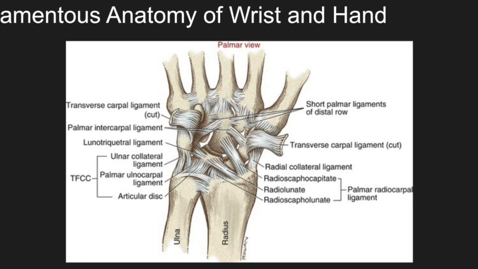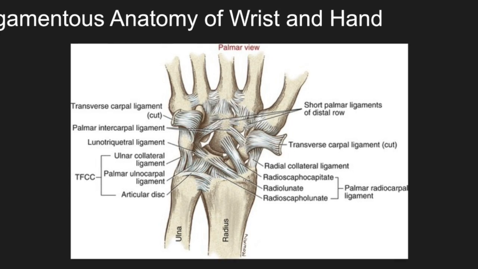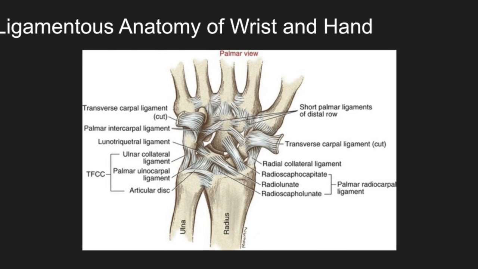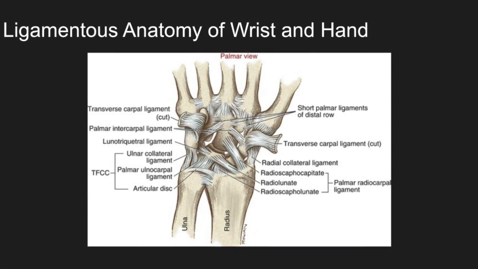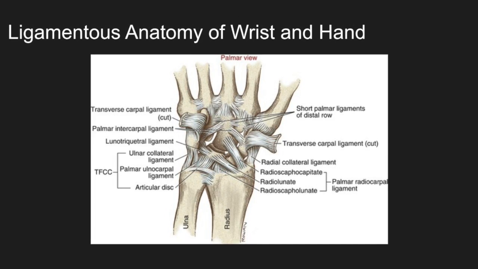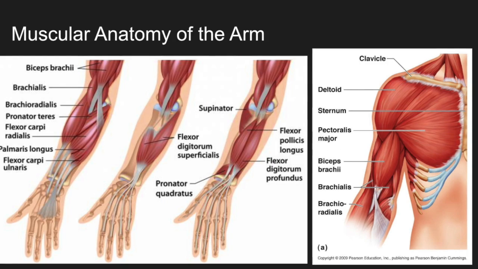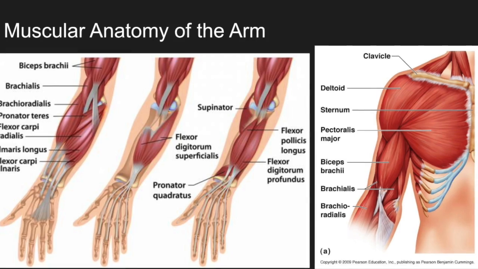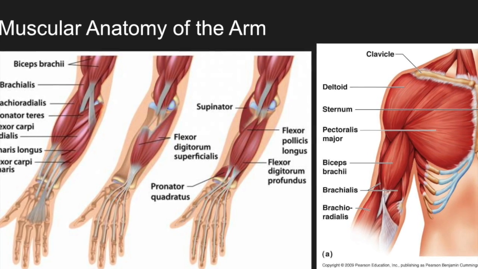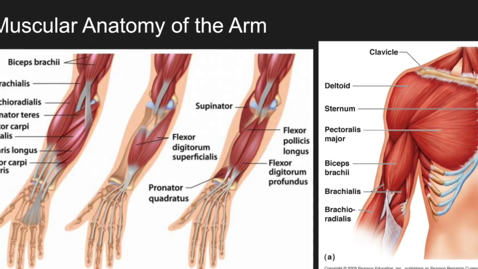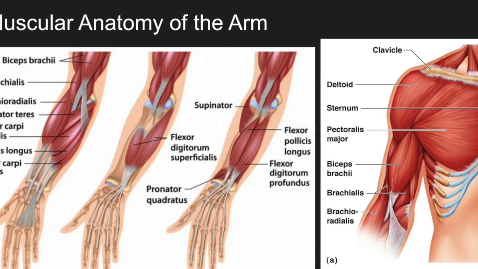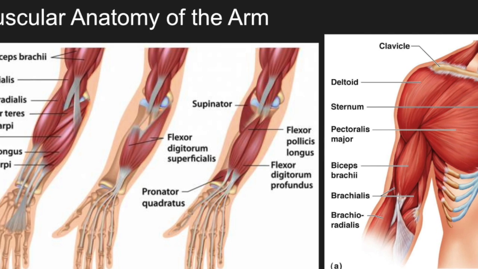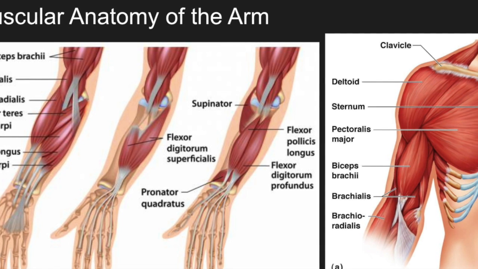The ligamentous anatomy of the hand and wrist includes the transverse carpal ligament, the palmar intercarpal ligament, the lunotriquetral ligament, short palmar ligaments, transverse carpal ligament, and the radial collateral ligament. The muscular anatomy of the arm includes the biceps brachii, brachialis, brachioradialis, pronator teres, flexor carpi radialis, palmaris longus, flexor carpi ulnaris, supinator, flexor digitorum superficialis, pronator quadratus, flexor pollicis longus, flexor digitorum profundus.